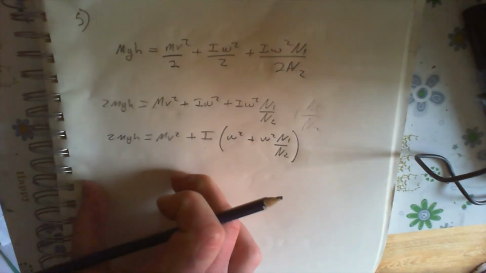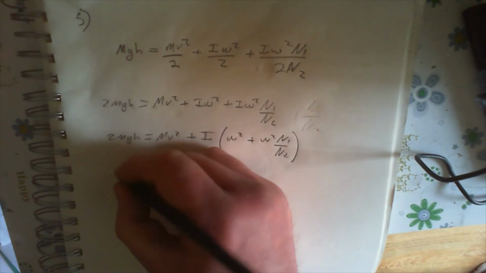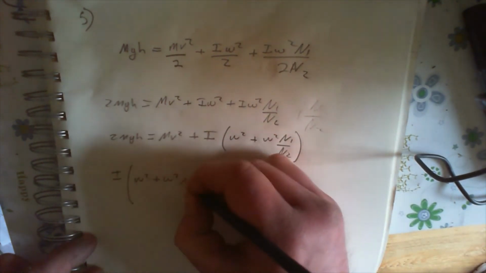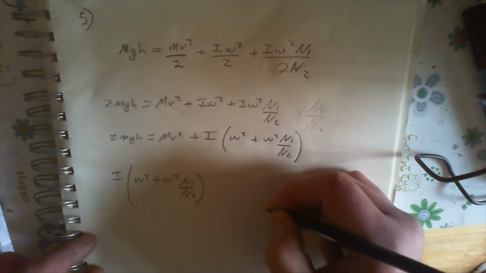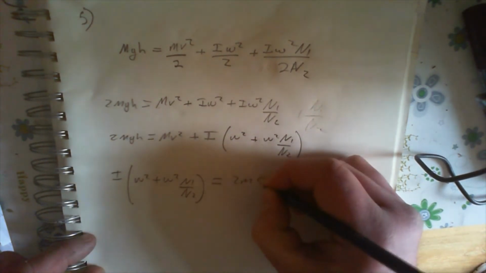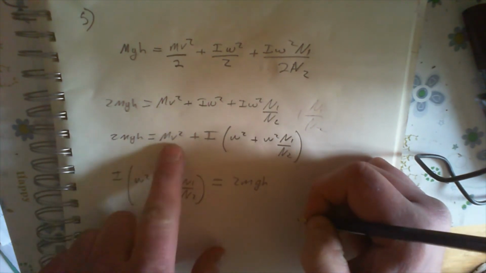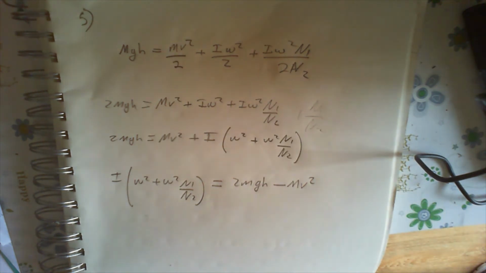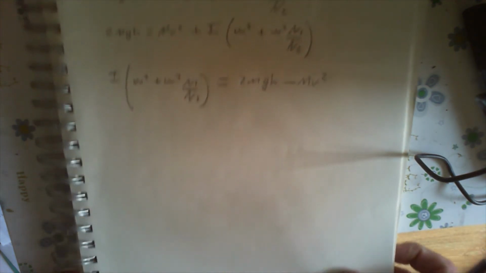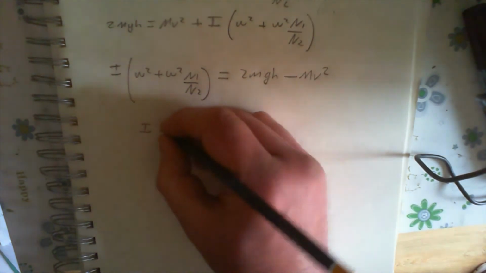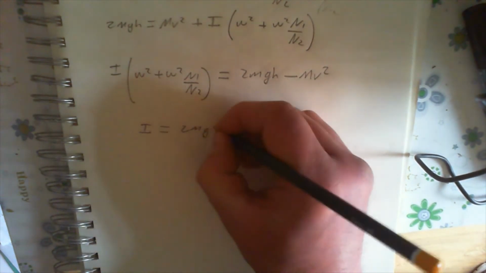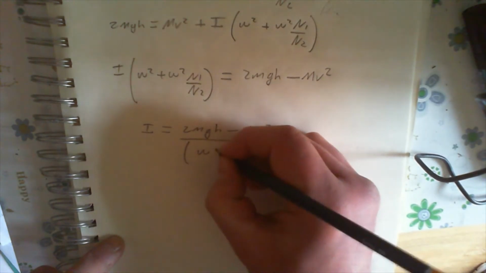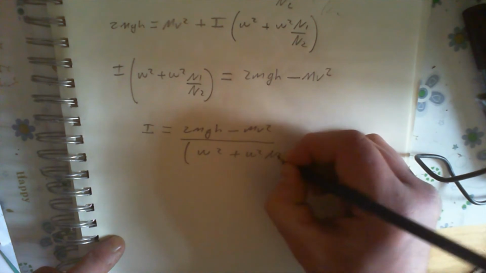Then I would shift this over here. I omega squared plus omega squared n1 over n2 is going to equal 2mgh, and I'm going to move this to that side, so I'm going to subtract the mv squared from there, and then I is going to equal 2mgh minus mv squared, divided by omega squared plus omega squared n1 over n2.